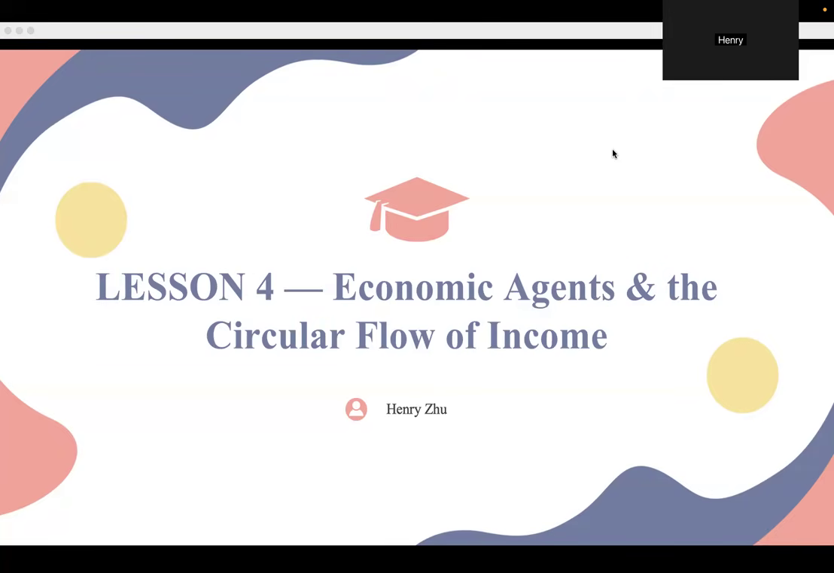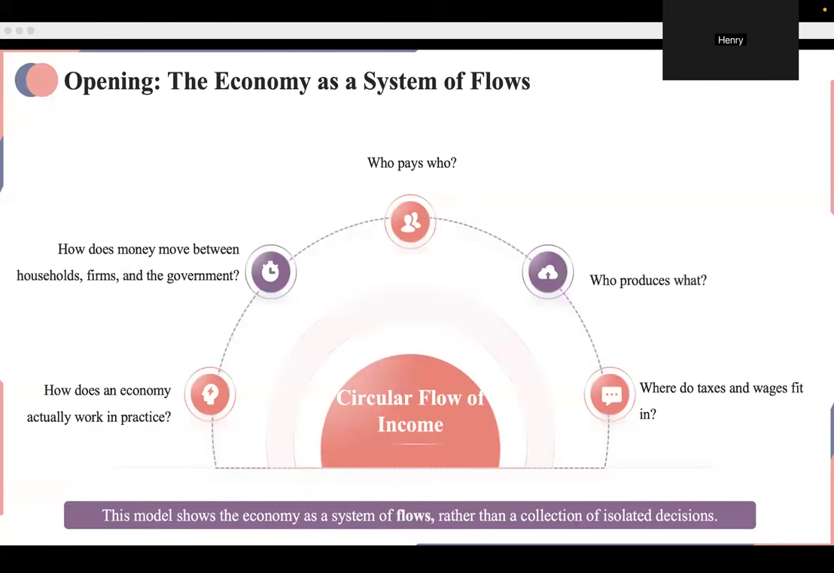To answer this, we introduce the circular flow of income. Now, instead of thinking of the economy as isolated decisions, we think of it as a system of flows. Money does not just appear and disappear, it moves continuously between different agents. At the same time, real resources like labor and goods also move through the economy. So we are dealing with two types of flows, real flows and money flows. The circular flow model brings all of this together into a simple but powerful framework.